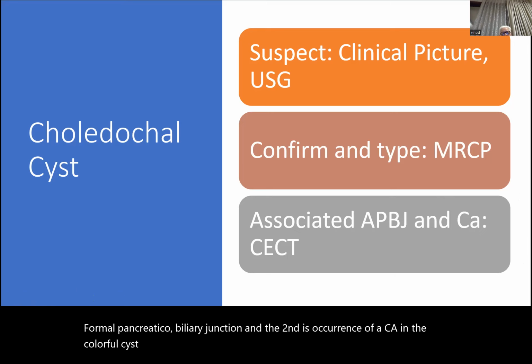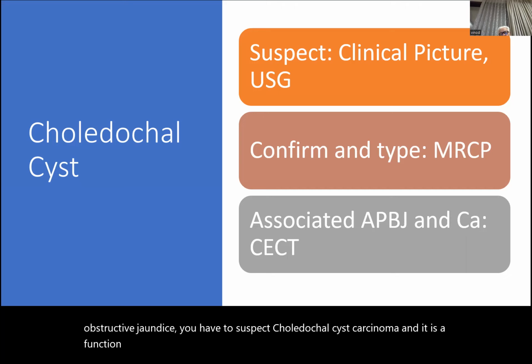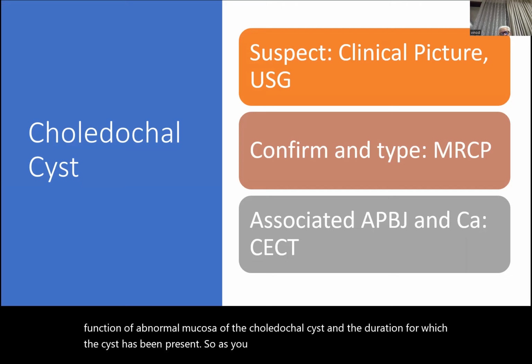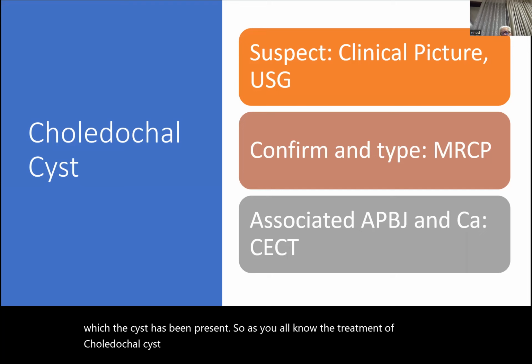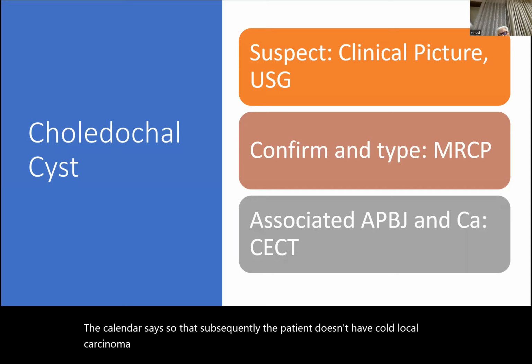And if your patient is having progressively increasing obstructive jaundice, you have to suspect choledochal cyst carcinoma. And it is a function of abnormal mucosa of the choledochal cyst and the duration for which the cyst has been present. So as you all know, the treatment of choledochal cyst is removal of all the mucosa of the choledochal cyst, so that subsequently the patient doesn't have choledochal cyst associated carcinoma, which is a variety of cholangiocarcinoma.